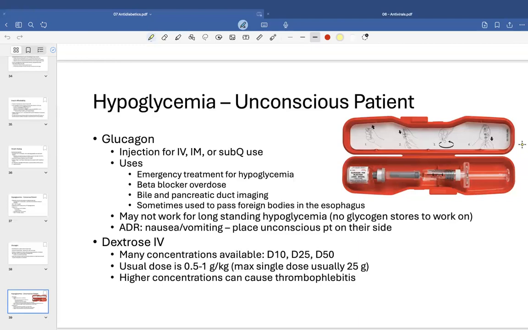Remember, we said last semester that physiologic dextrose solutions are D5, 5% dextrose. So we're basically giving concentrated dextrose at about 10 times the concentration. D50 is basically 50 grams per 100 instead of 5 grams per 100. So there can be some irritation to the vein as it's going in, but again, if you have a severely hypoglycemic patient, that's usually what happens.